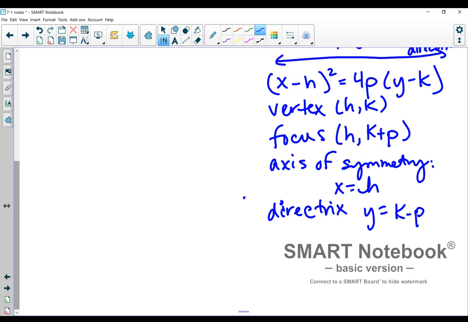One more thing to add here is that if p is negative, maybe we'll add this over here in red, if p is negative, that means it opens down.